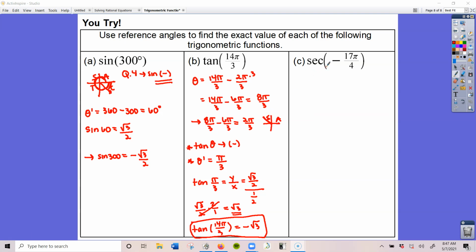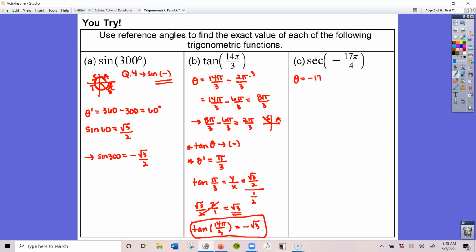Now let's look at this last example. We want to evaluate the secant of negative 17 pi over 4. So first we need to find a positive coterminal angle so we can determine what quadrant we're in. So these are always the steps that you follow. If you need to, you find the coterminal angle, identify the quadrant so you can identify the sign of the value, and then evaluate for the reference angle, and then evaluate the secant of the reference angle, and then apply the appropriate sign. So first we're going to get that coterminal angle.